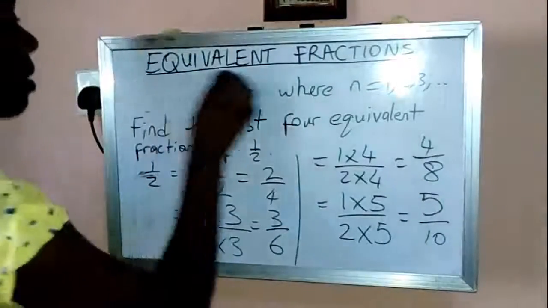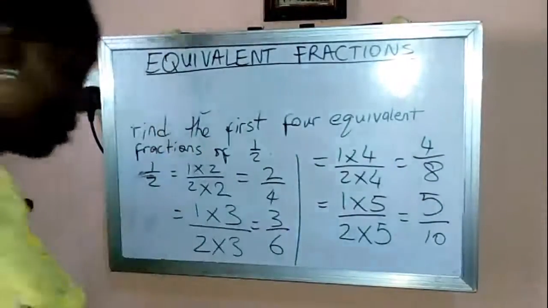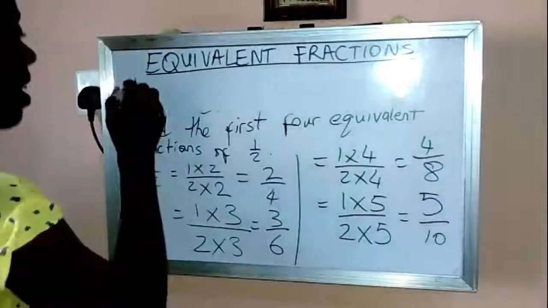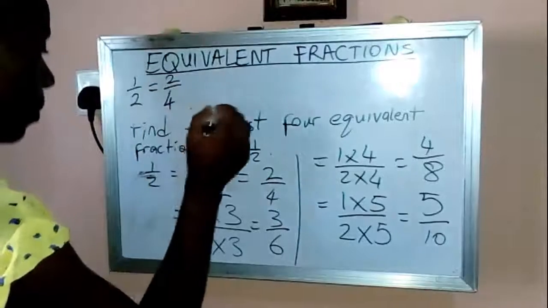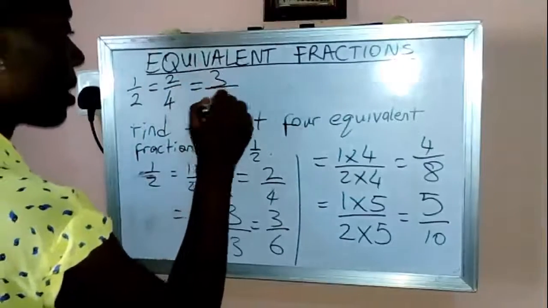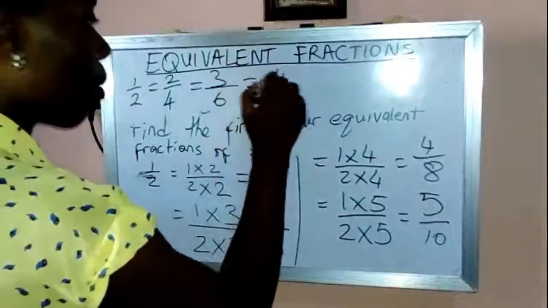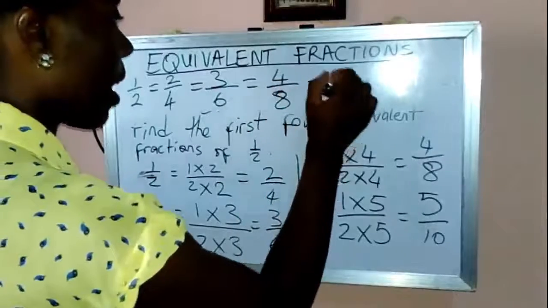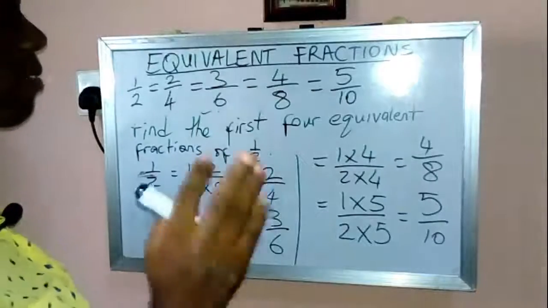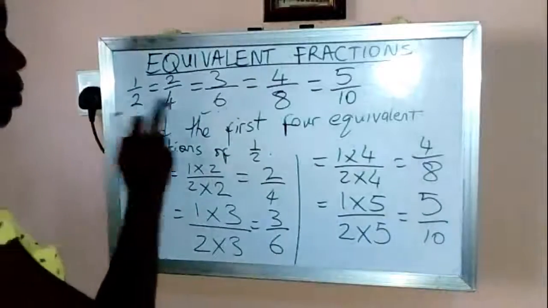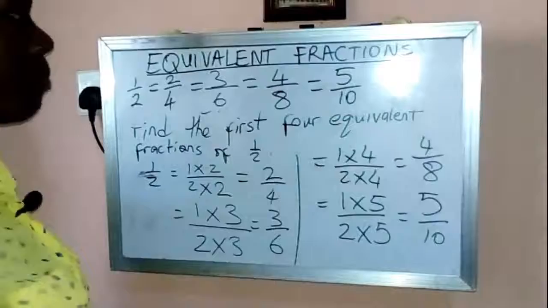So let's write our answer. Okay, so we have our answer as 1/2 equals 2/4 equals 3/6 equals 4/8 equals 5/10. Voila! We've gotten our first 4 equivalent fractions of 1/2. 1, 2, 3, 4 as our answer.